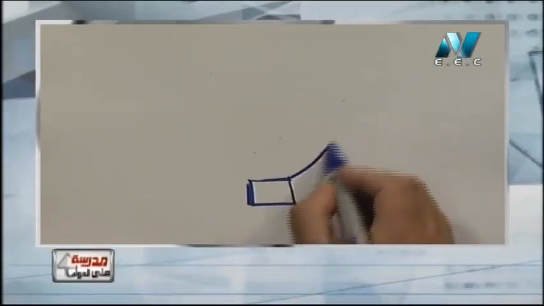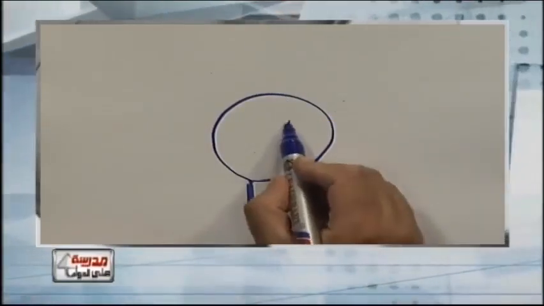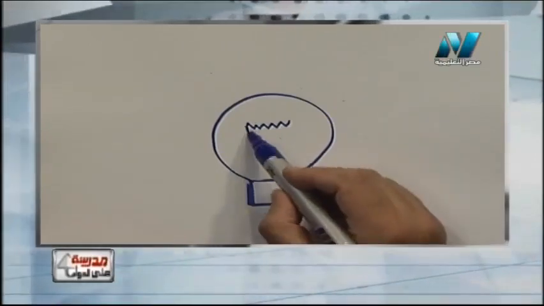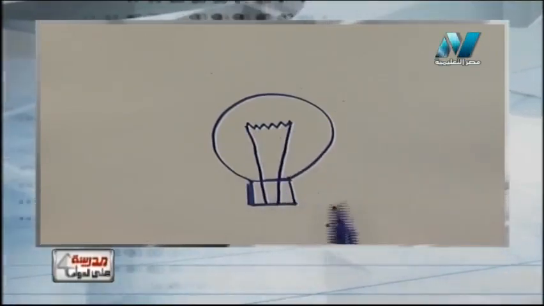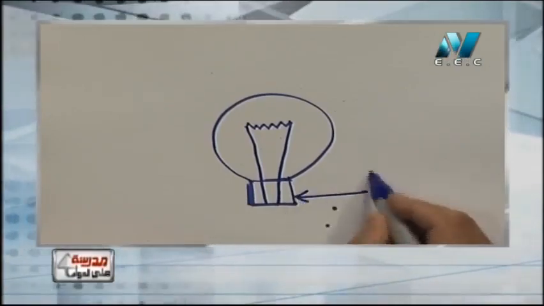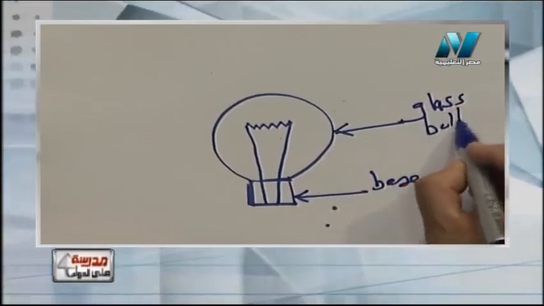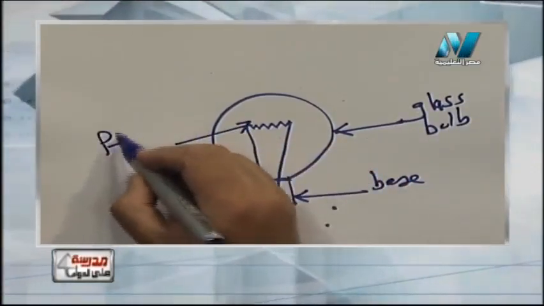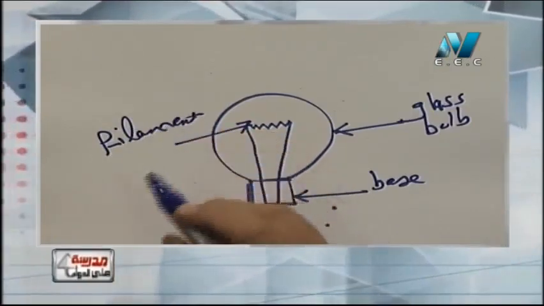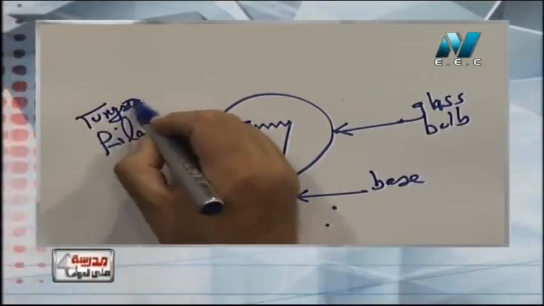So let me summarize what you studied in the last episode about the light bulb. We studied the structure of the light bulb and the function of its components. The light bulb contains three main parts: the base, the glass bulb, and the filament made of tungsten, or tungsten filament. Also we have secondary components.